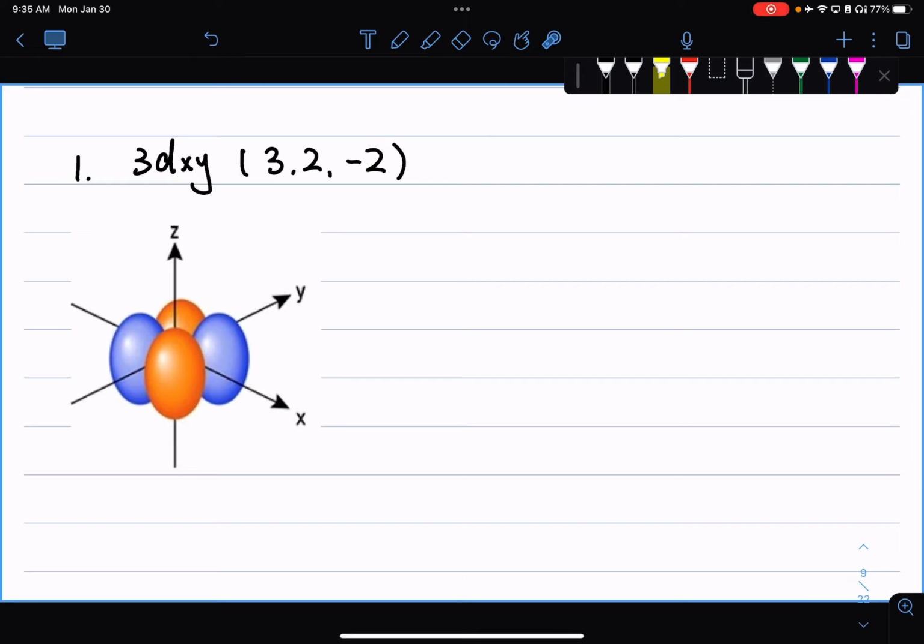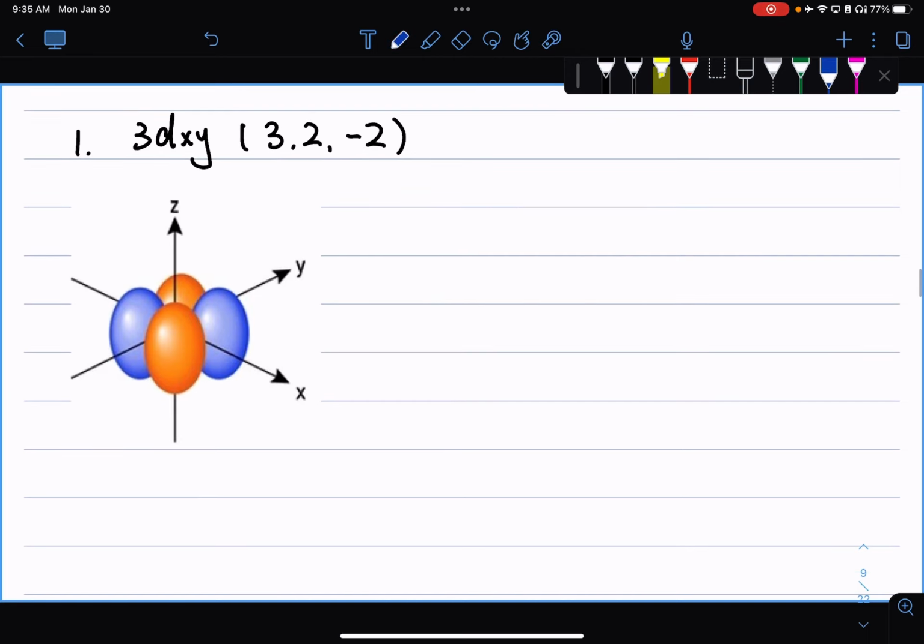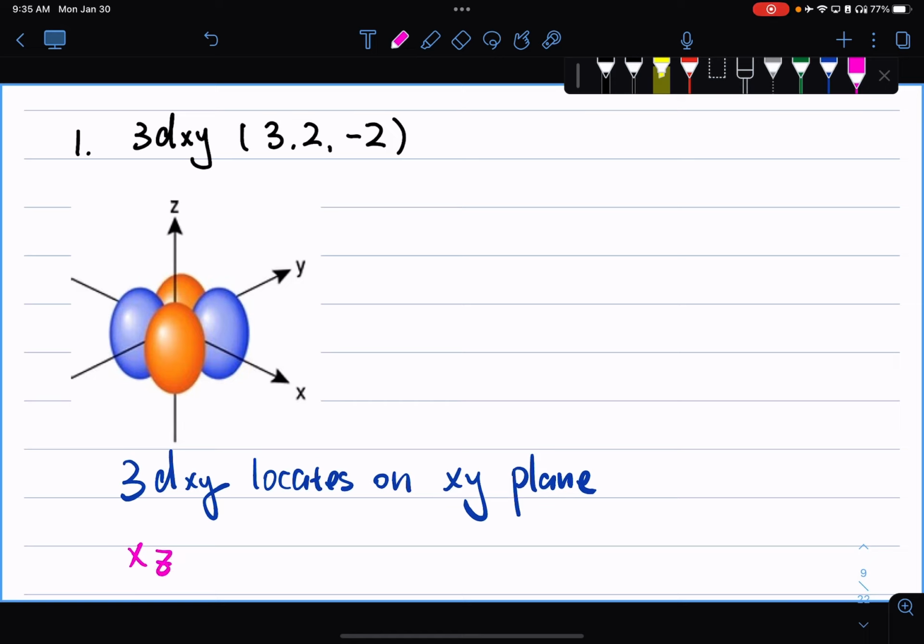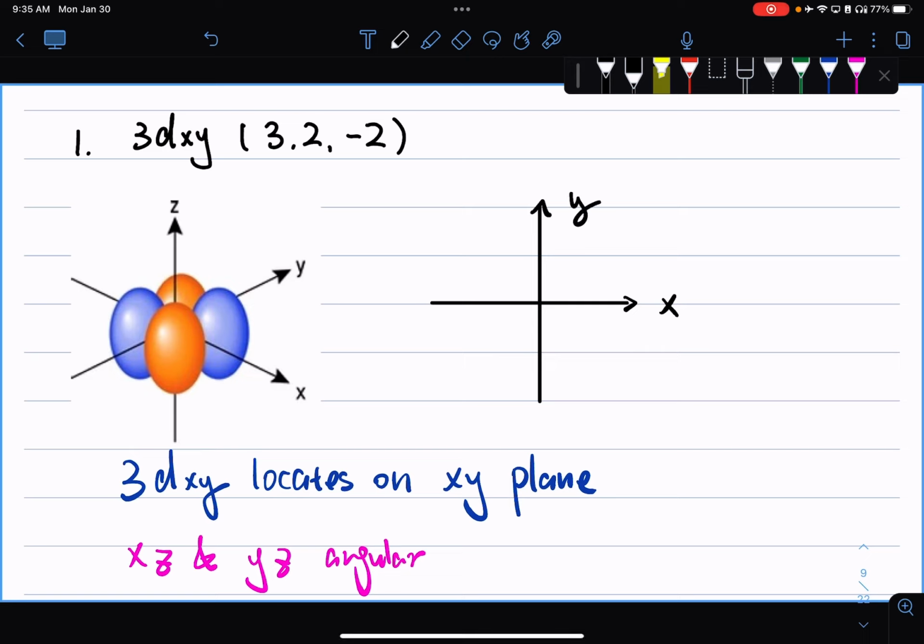So start from the 3D xy. It means the 3D xy locates on my xy plane. And my angular nodes are my xz and yz. So if we draw it out, it locates on my xy plane. And my xz and yz are my angular nodes.